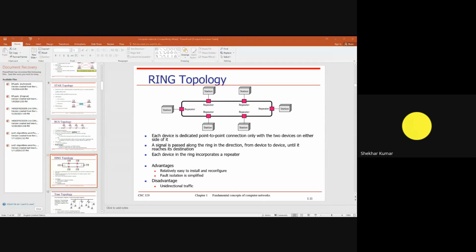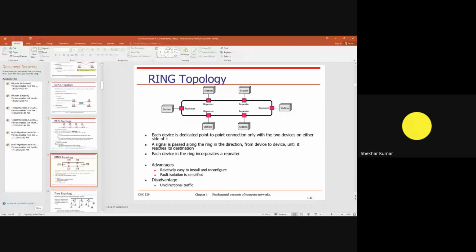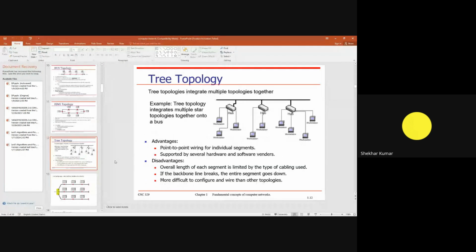So if there is a failure in one computer system, then it will affect the overall computer system in the ring topology.